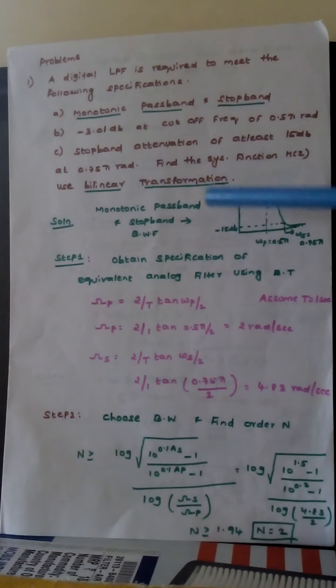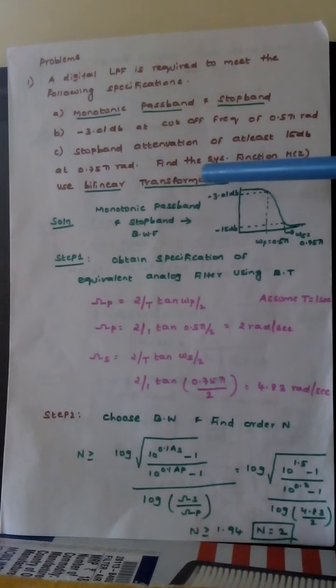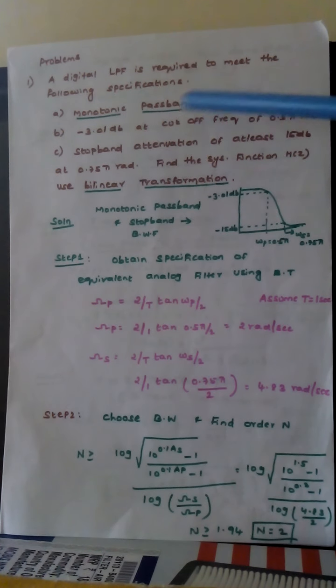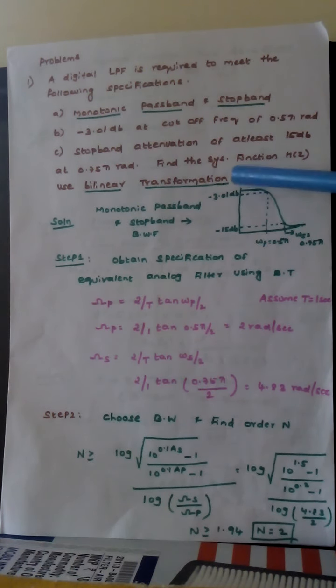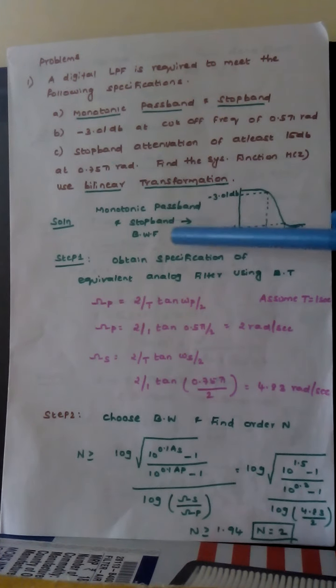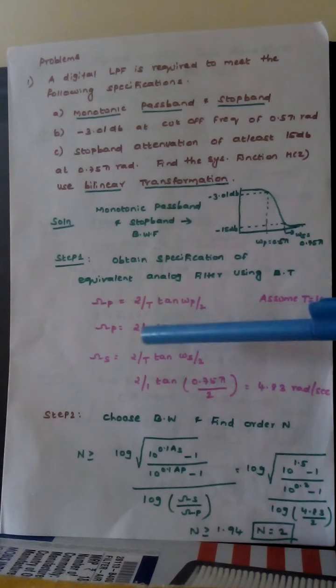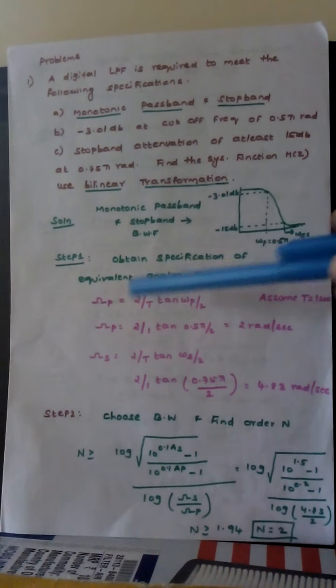First we have to check which one we have to do. They have given that it is a bilinear transformation, and indirectly they have also given that it is a monotonic passband and stopband. Monotonic passband and stopband means we are obtaining smooth characteristics in both the stopband and the passband, so it is a Butterworth filter. So we use the Butterworth filter. In step one, they have given all the frequencies as digital frequencies, so we have to convert into an equivalent analog filter.